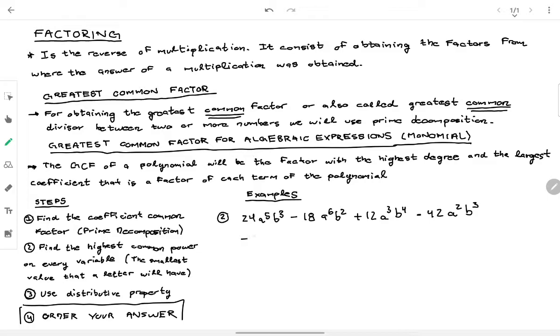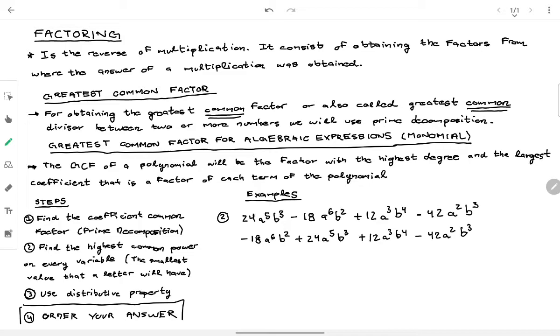So it's going to be minus 18 a to the 6 b squared. Then it's going to be plus 24 a to the 5 b cubed. Then it's going to be plus 12 a cubed b to the 4, minus 42 a squared b cubed.